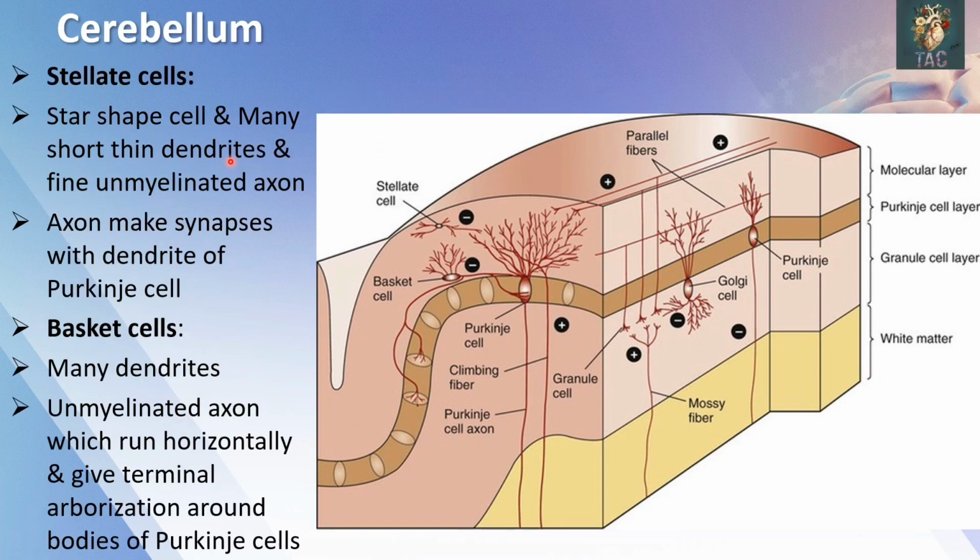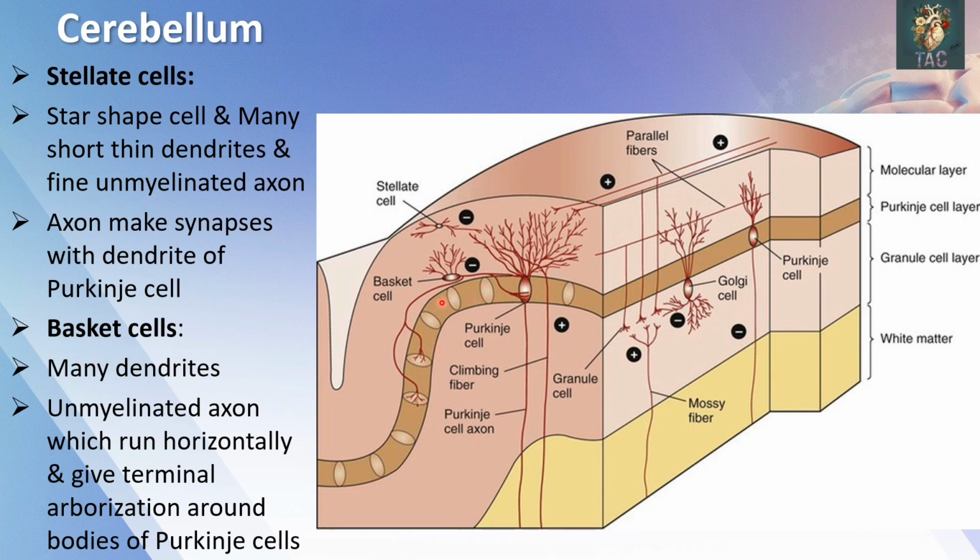Next, the stellate cells which are present in the molecular layer, these are star-shaped cells. They have many short dendrites and a fine unmyelinated axon, and their axon synapses with the dendrite of the Purkinje cell. So these are the dendrites of the Purkinje cell, and here is the synapse of the axon of the stellate cell with that of the dendrites of the Purkinje cell.